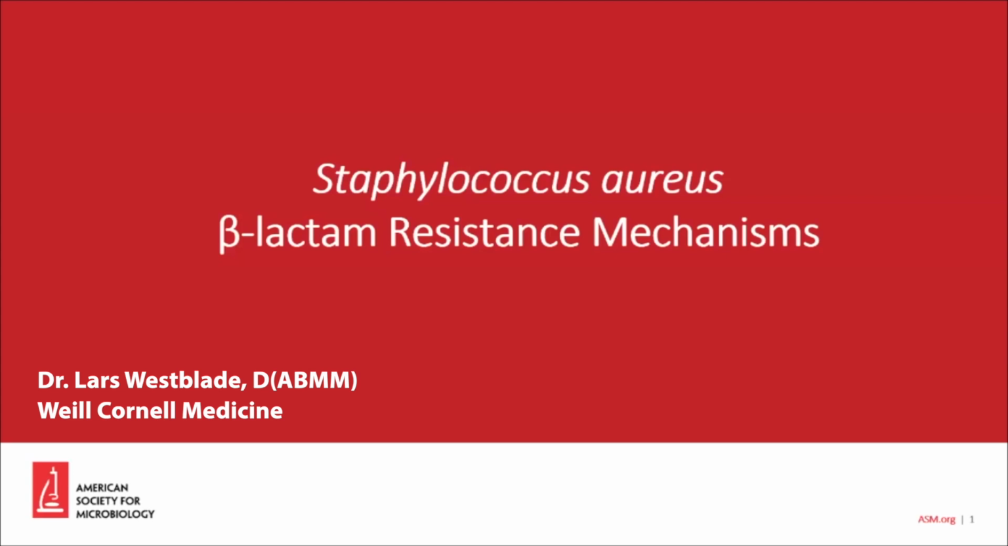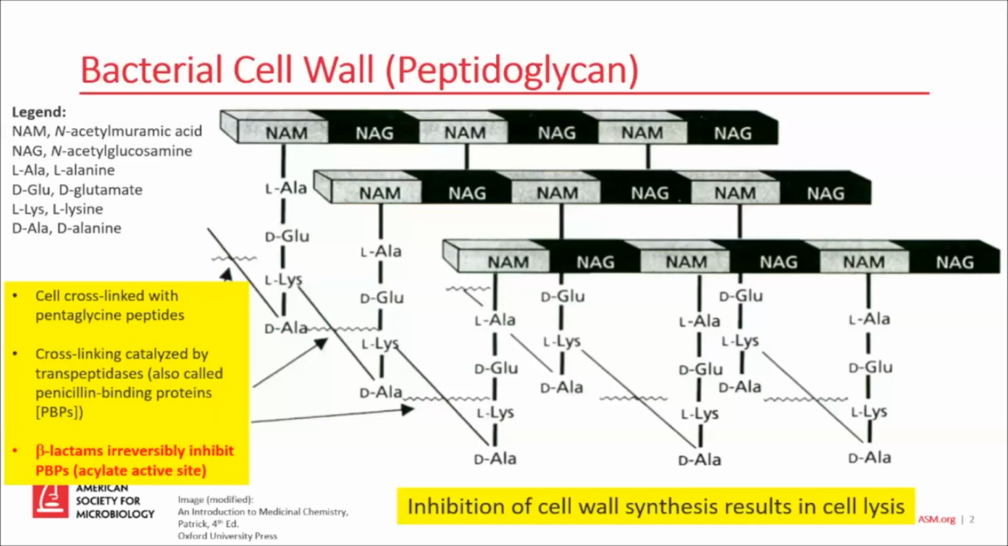And in this video, I'd like to tell you about Staphylococcus aureus beta-lactam resistance mechanisms. In order to do that, I have to tell you about the target of beta-lactams, and that is the bacterial cell wall, which is also known as peptidoglycan.